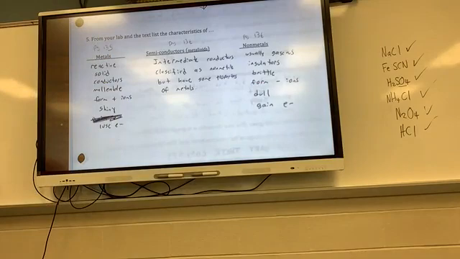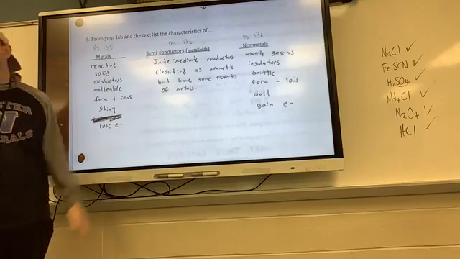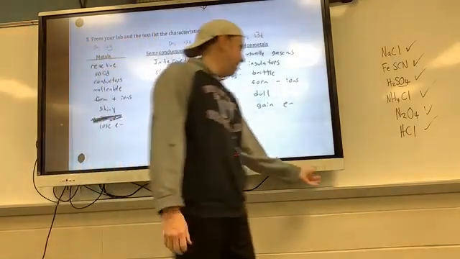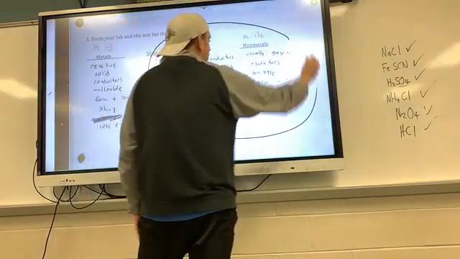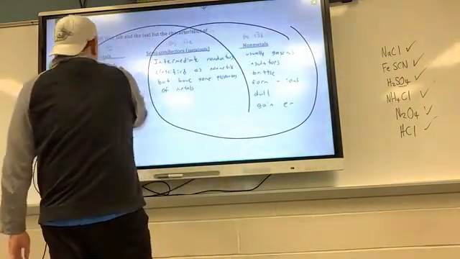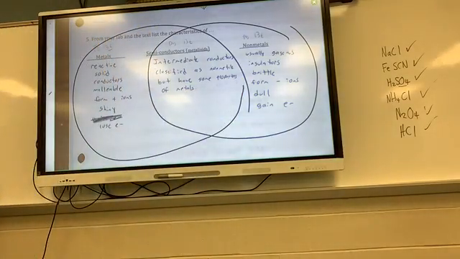The ones in the middle, the semiconductors, our example was silicon, they have properties of both. So if I was going to make a Venn diagram, it would look like this, right? Here's my nonmetals, here's my metals, and the ones in the middle have properties of both.